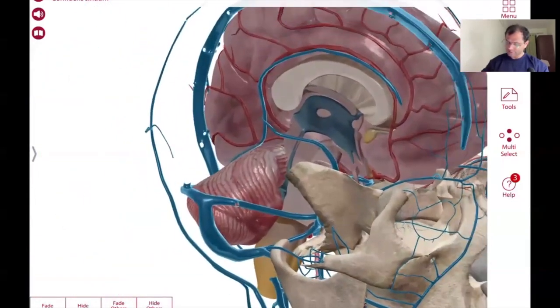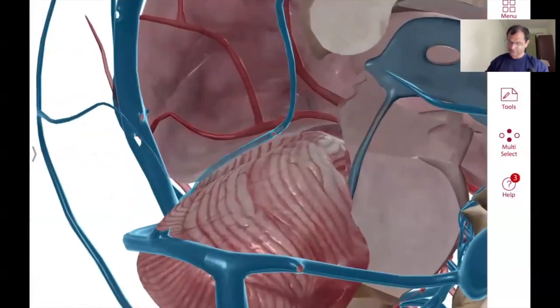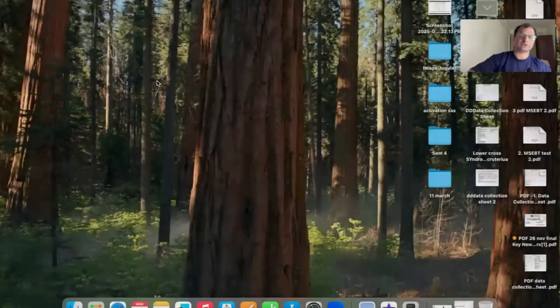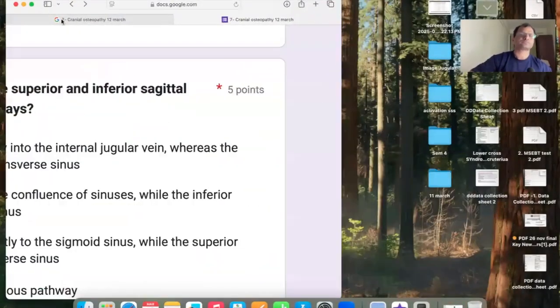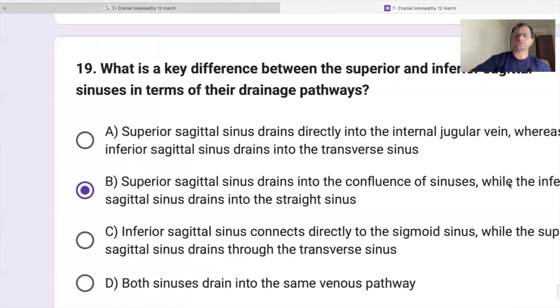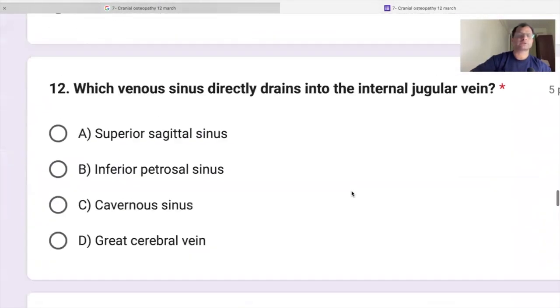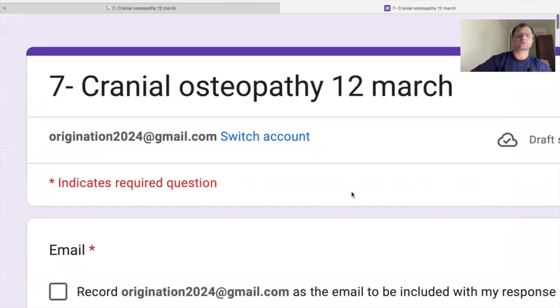Then the inferior sagittal sinus. It is going to the straight sinus. The same thing is written here: straight sinus. So what is written here? Superior sagittal sinus drains into the confluence, and the inferior sagittal sinus drains into the straight sinus. Okay, done. Over.